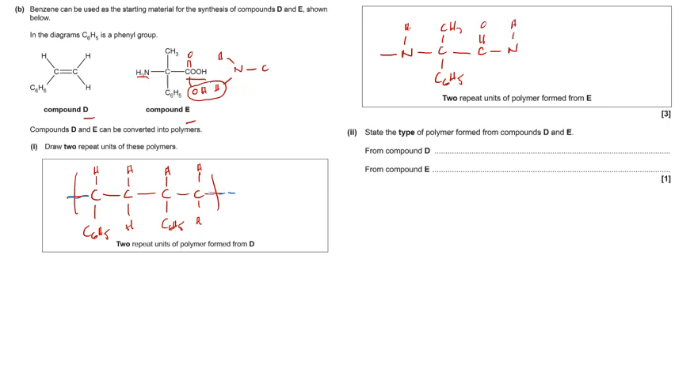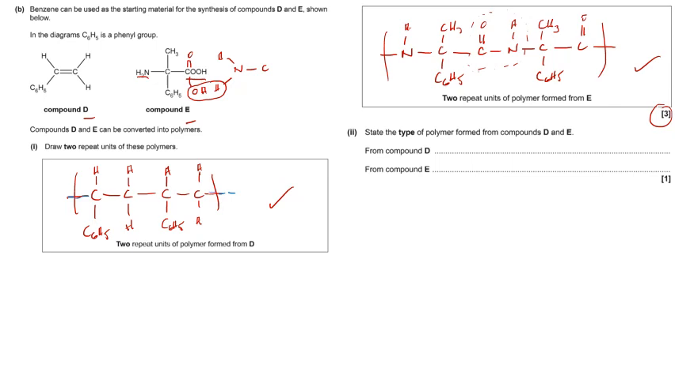So we can have that repeated. Like so. One more carbonyl, and so that is where we finish it, because it's asked for two repeat units. And there we have that. You'll notice that there's 3 marks, so 1 mark for this, 1 mark for this, and 1 mark for correctly doing the amide link.